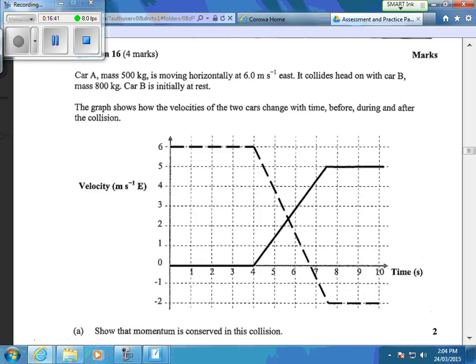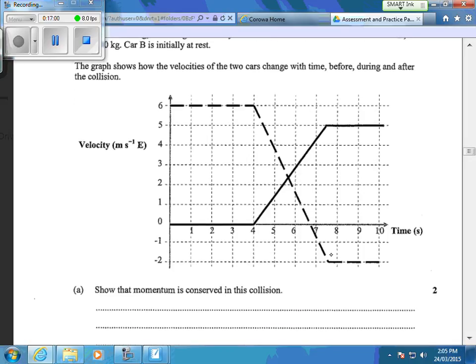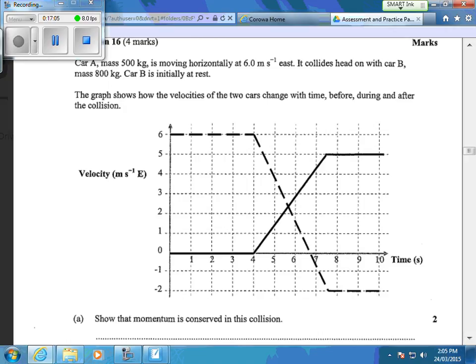This one here is something like what we're working on now. You actually had a graph of velocities, and they're asking you to do some work around collisions, and it involves momentum. Show that the momentum is conserved in the collision. To show that it's conserved, what do you have to show? That there's none lost. Yes. The word conserved simply means that what you have at the beginning is what you have at the end, or vice versa.